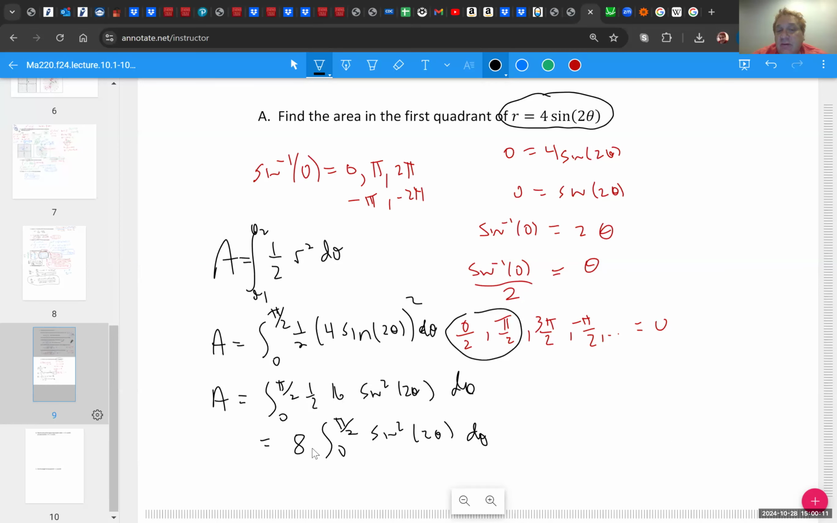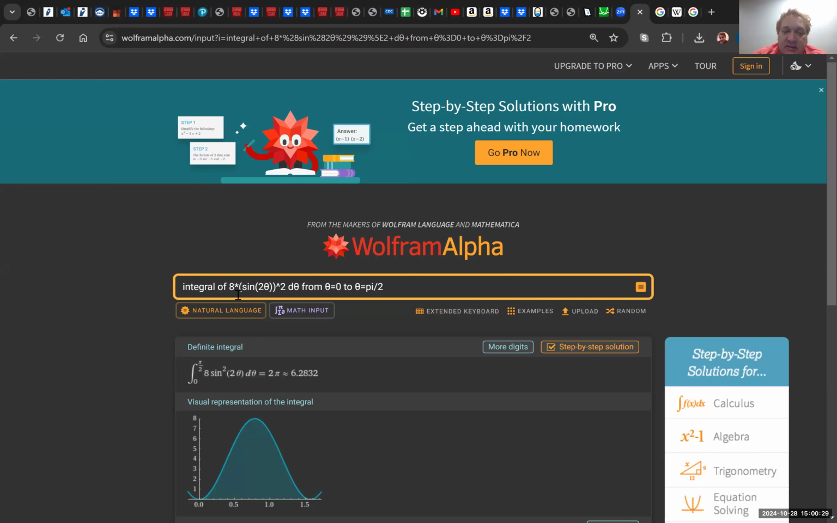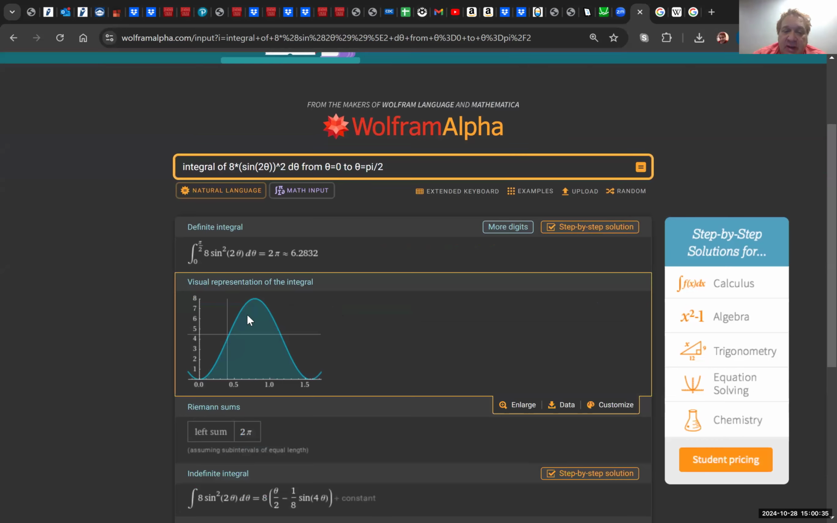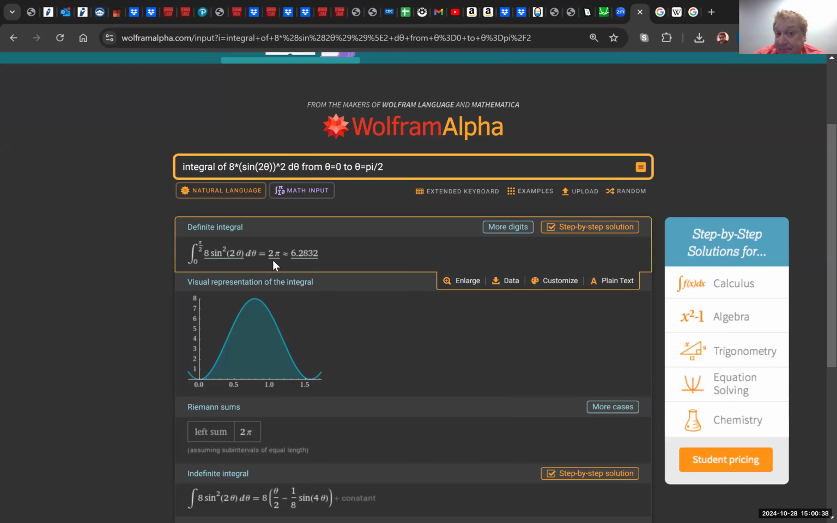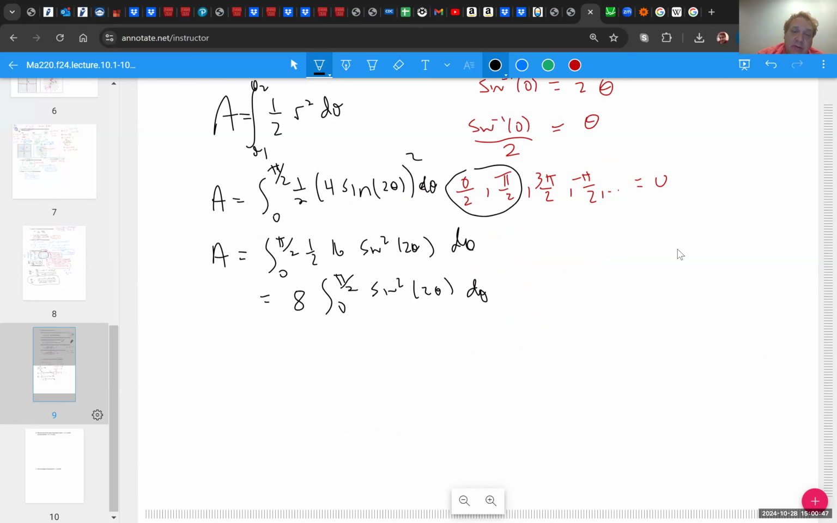So we have this integral 8 times the integral from 0 to pi over 2 of sine squared 2 theta d theta. What I did is I used the extended keyboard in Wolfram Alpha so I could do the theta. So I have integral of 8 times sine 2 theta squared d theta from theta equals 0 to theta equals pi over 2. And it actually did it for me, and it gave me the answer of 2 pi, or 6.28 approximately. So we have this area is equal to 2 pi. That should be an equal sign.